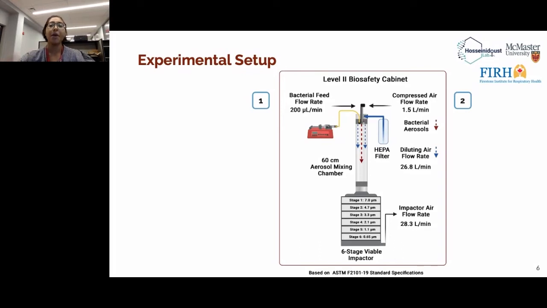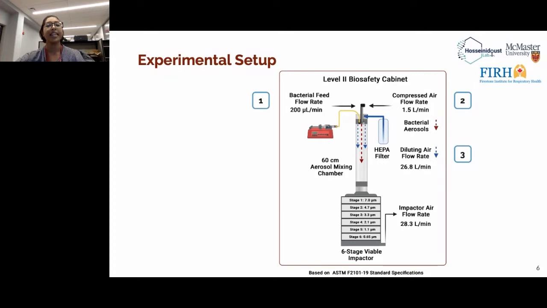Aerosols are generated by the atomizer positioned at the top of the 60-centimeter chamber. These aerosols become diluted by air drawn in through the HEPA filter found to the right of the chamber at an airflow rate of 26.8 liters per minute.